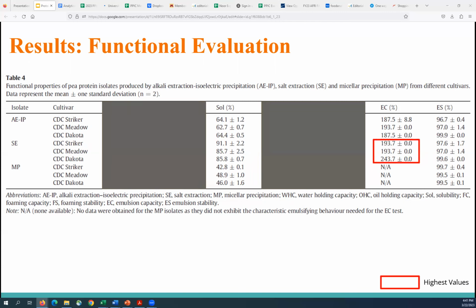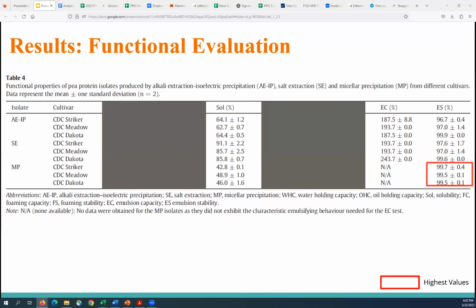The salt extraction cultivars had better emulsification capacity compared with the alkaline extraction. But since Stone, the author of the article, didn't clearly present the statistical analysis in this result, it is difficult to tell if this difference is significant or not.